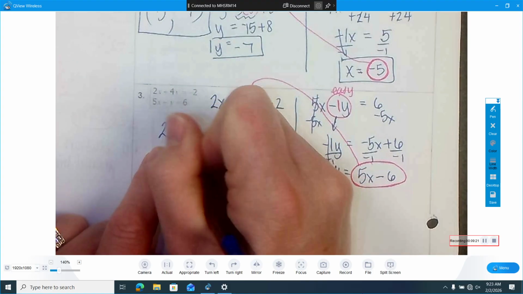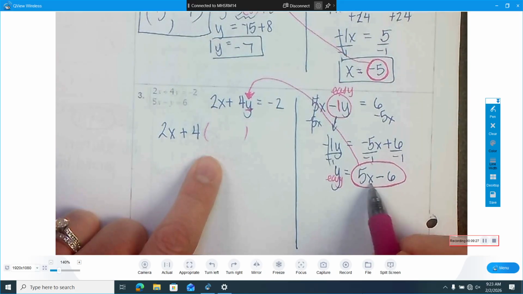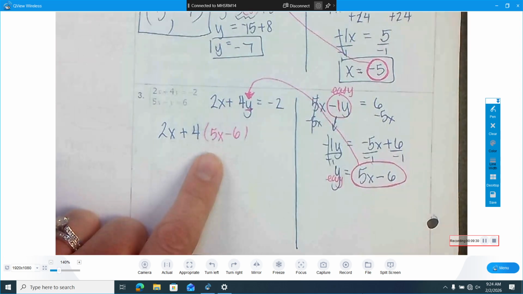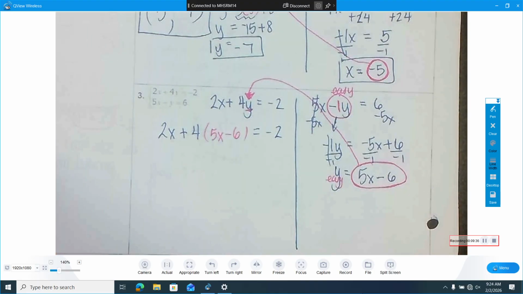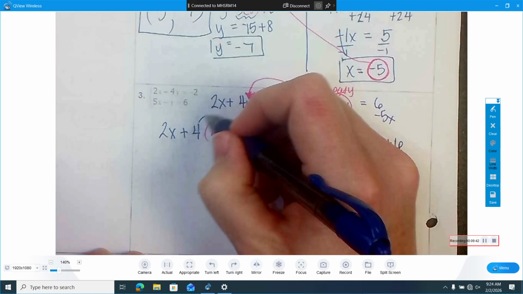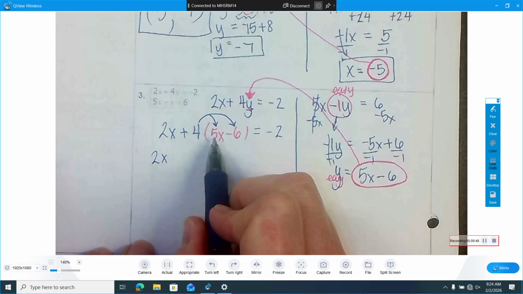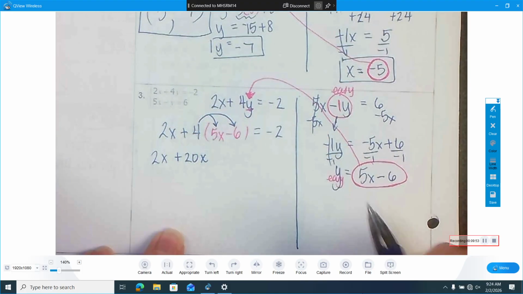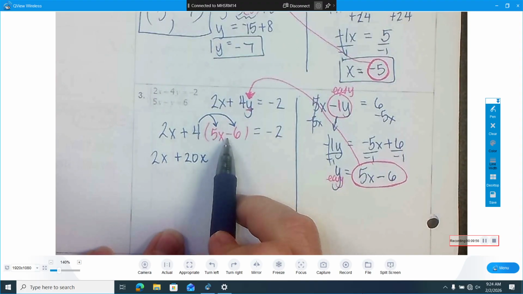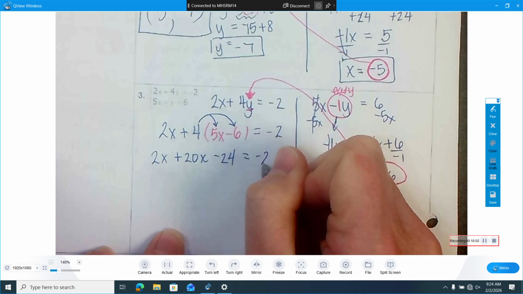All right, so that gives me a 2x plus 4, and in place of the y, I'm going to write 5x minus 6. Don't forget your parentheses. That's really, really important. And then I have my equals negative 2. What do we do next? Distribute our 4. So my 2x is hanging out for a minute. What's 4 times 5x? 4 times 5 is 20 with an x. And then 4 times negative 6, negative 24, equals negative 2.